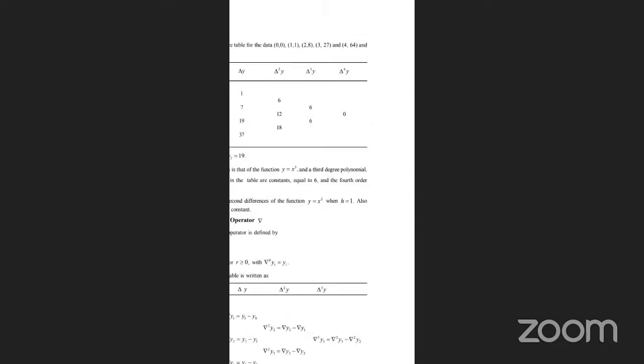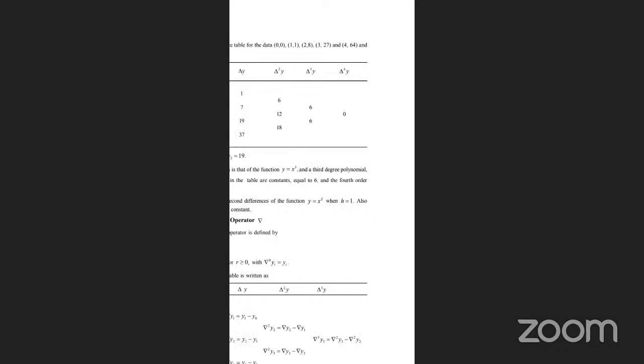Okay, so see here: 1 minus 0 is 1, 8 minus 1 is 7, 27 minus 8 is 19, 64 minus 27 is 37. 7 minus 1 is 6, 19 minus 7 is 12, 37 minus 19 is 18. 12 minus 6 is 6, 18 minus 12 is 6, so 6 minus 6 is equal to 0. So we are taking Δy, Δ²y, Δ³y and Δ⁴y, and we are writing the values here.